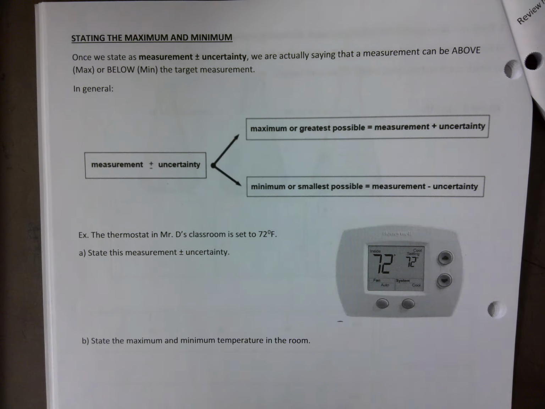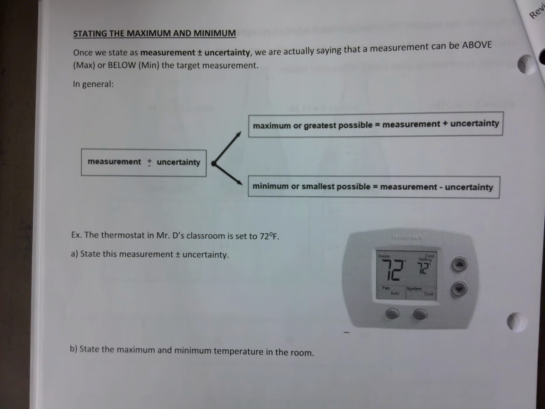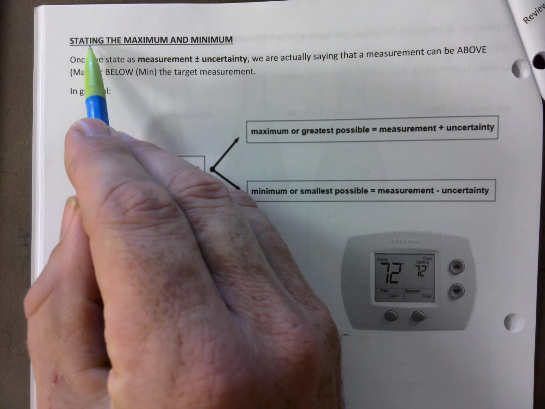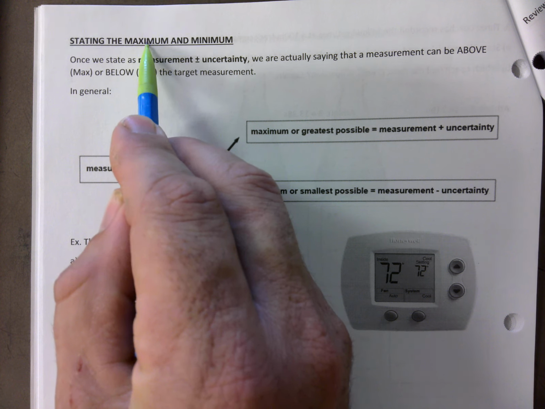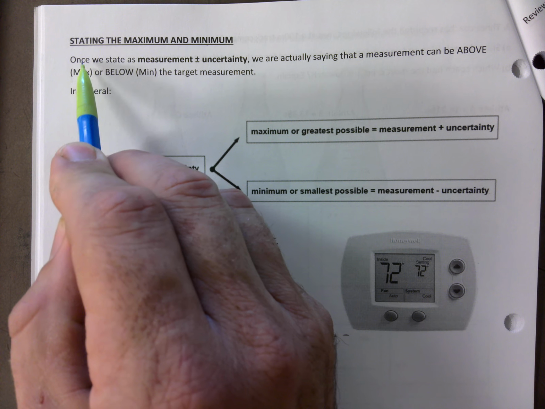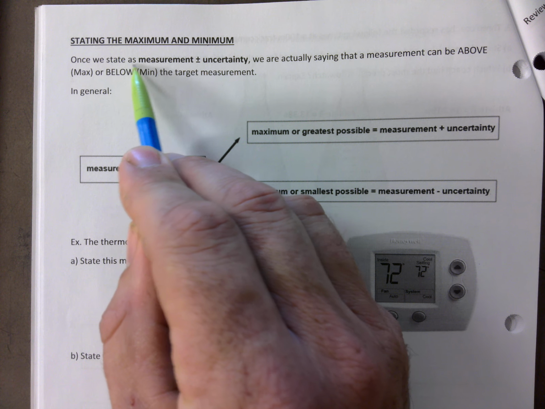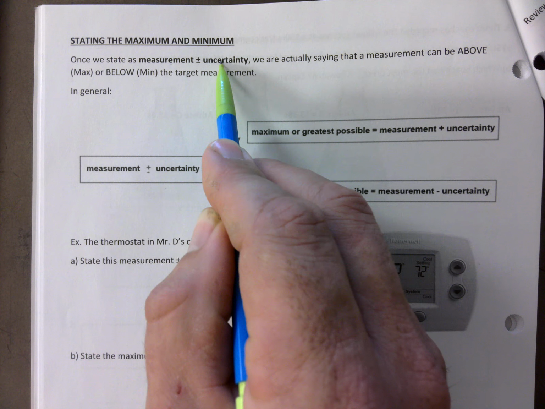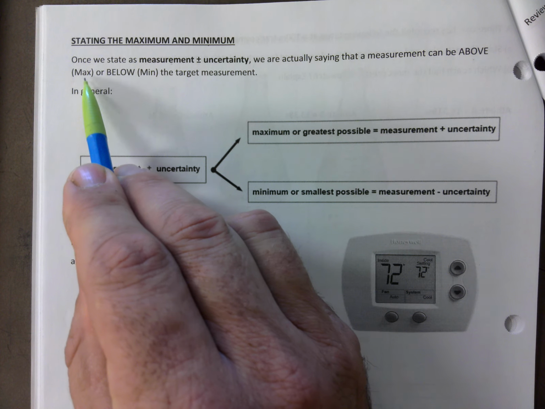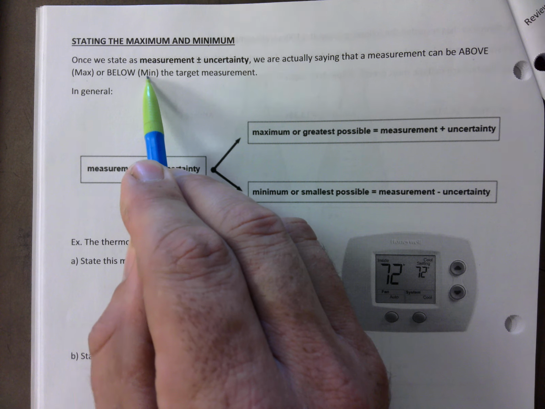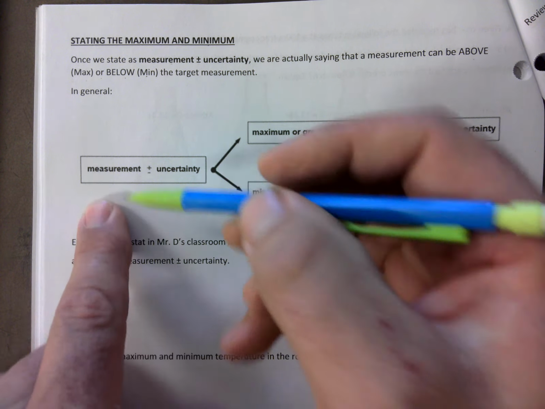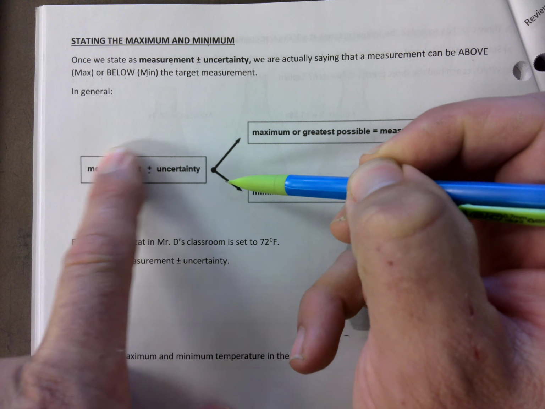So I'm going to tell you that we're going to draw heavily on what we've learned so far in this unit. But now we're going to take it a little step further, stating the maximum and minimum measurements that could appear. Okay? Once we state it as measurement plus or minus uncertainty, we're actually saying that a measurement can be above, so max, or below, that would be our minimum, the target measurement.